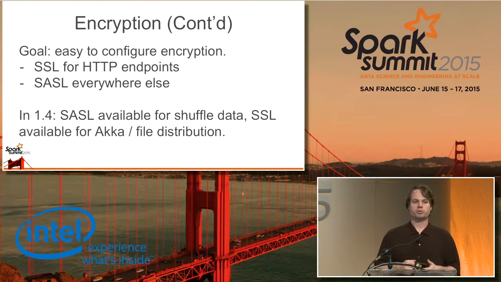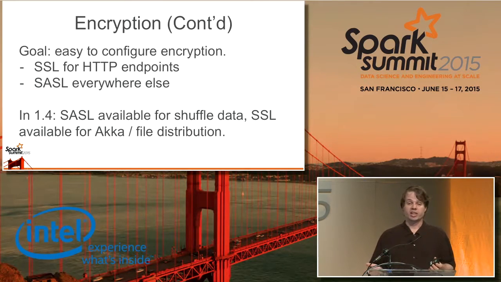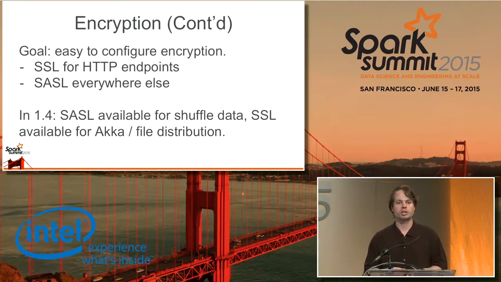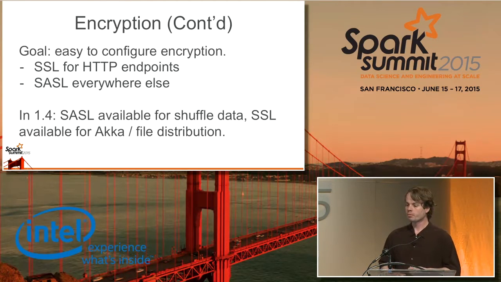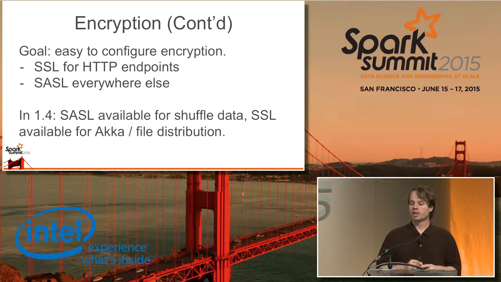So the goal that we have for encryption is to make it as easy as possible to configure, so that you basically don't need to think about it. That means using SSL for HTTP endpoints because you want to be able to access those endpoints using a browser, and using SASL everywhere else because SASL is very easy to configure. Basically, there's no configuration. In 1.4, what do you have? You have SASL for shuffle data. Basically, all the communication of the block manager can go through encrypted SASL. And you have SSL available for Akka, which is the control plane in 1.4, and the file distribution HTTP server, but not the UI HTTP server.